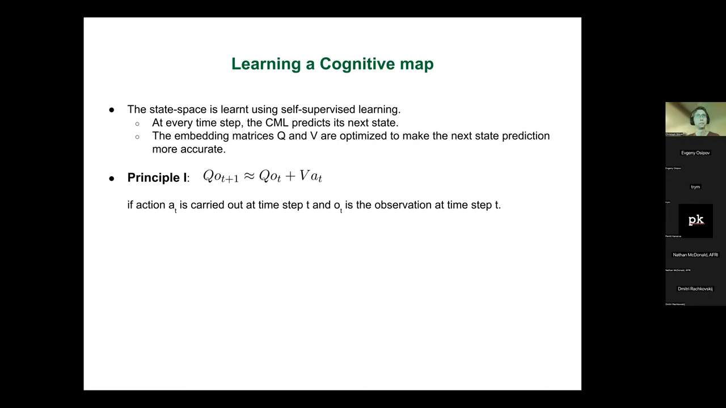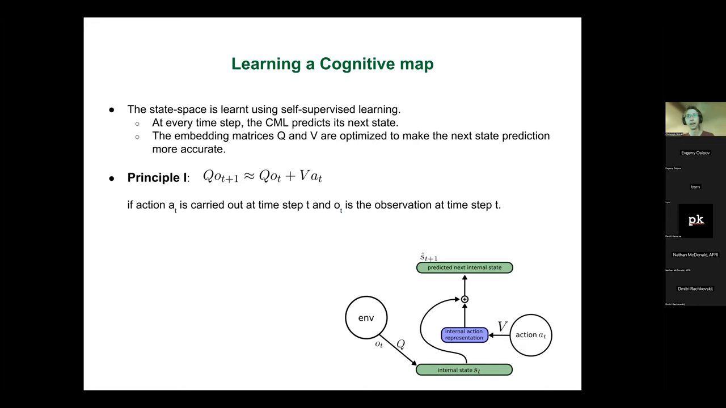And graphically, this looks like this. We have the environment, which yields this observation. It's embedded into the state space. And then we add to this the impact that an action has. And this gives us the prediction of the next internal state.